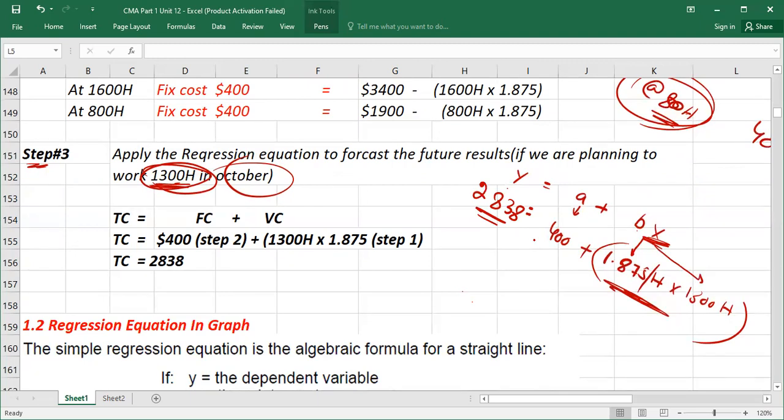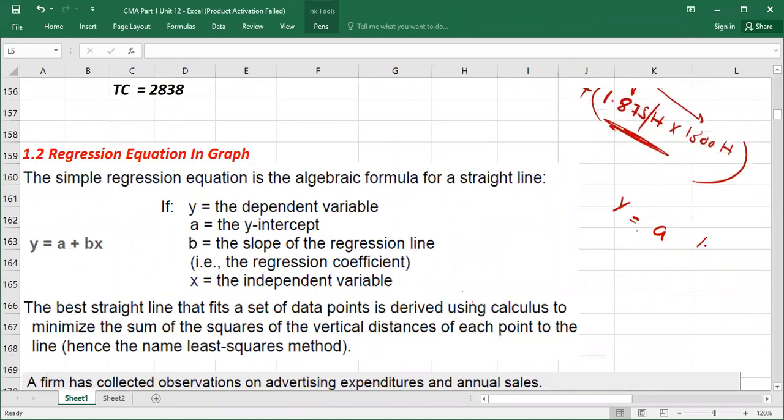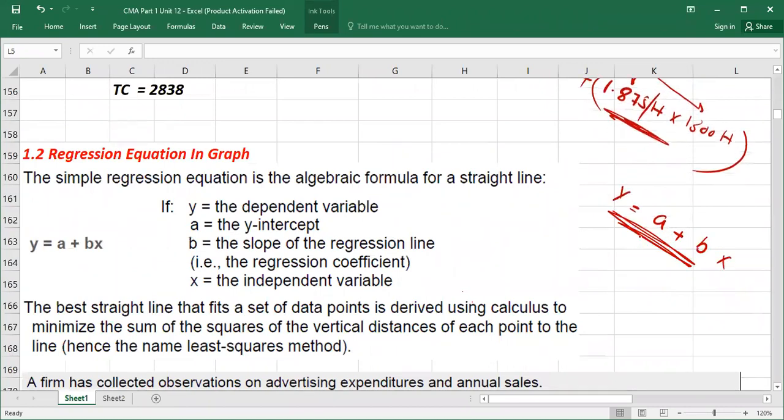This was the simple regression. In simple regression, guys, we always have two variables, right or wrong? One is dependent, second is independent variable. Now, please also focus. I told you this y is equal to a plus bx equation can be used in calculation also. In calculation, y means total cost, a means fixed cost, b means variable cost, x means activity level for which you are planning to predict the cost.